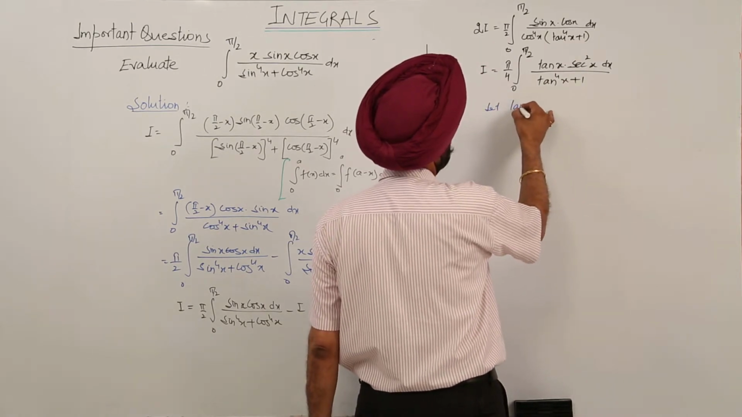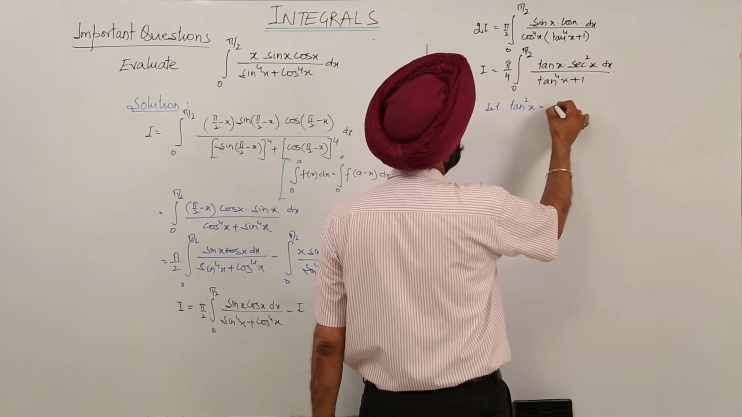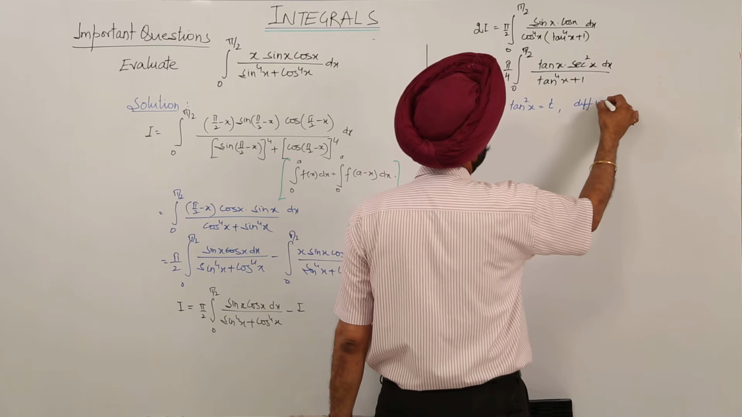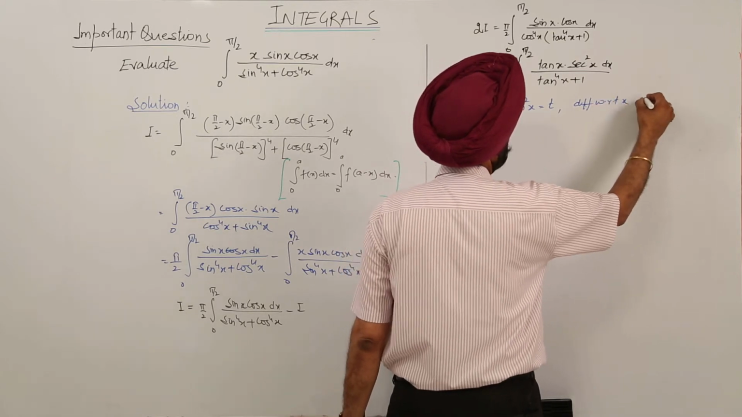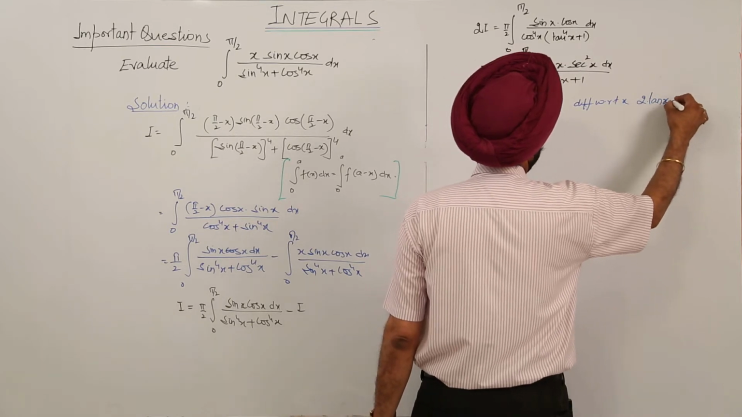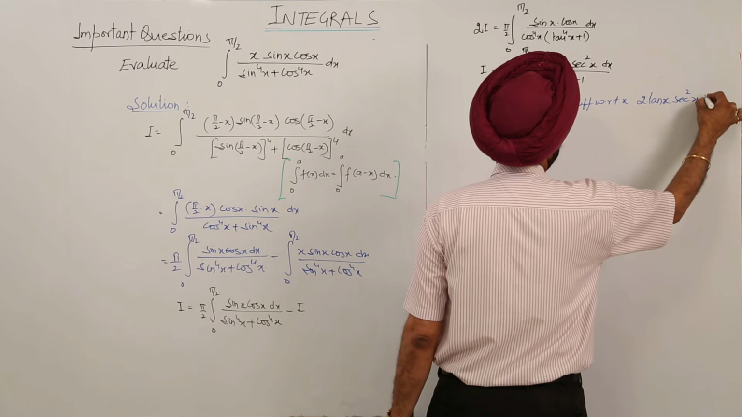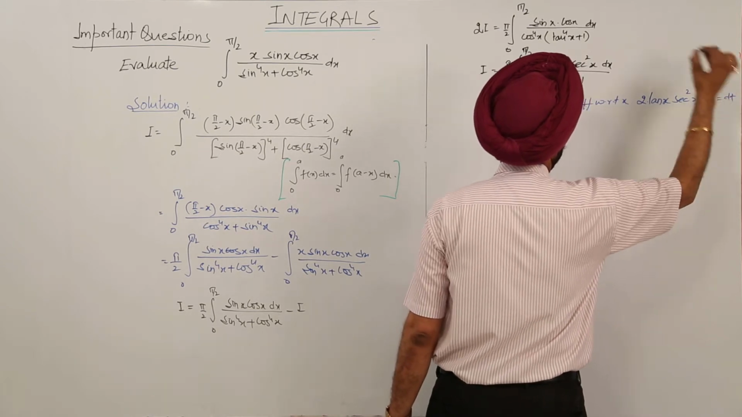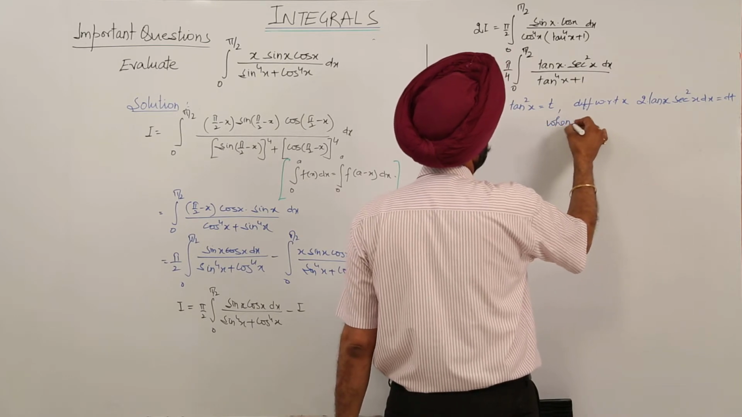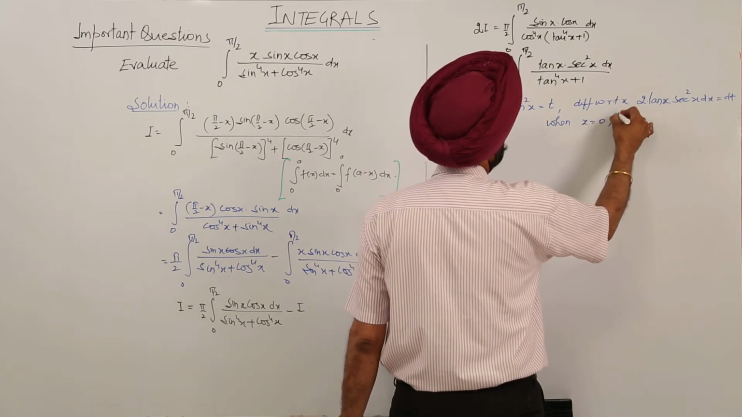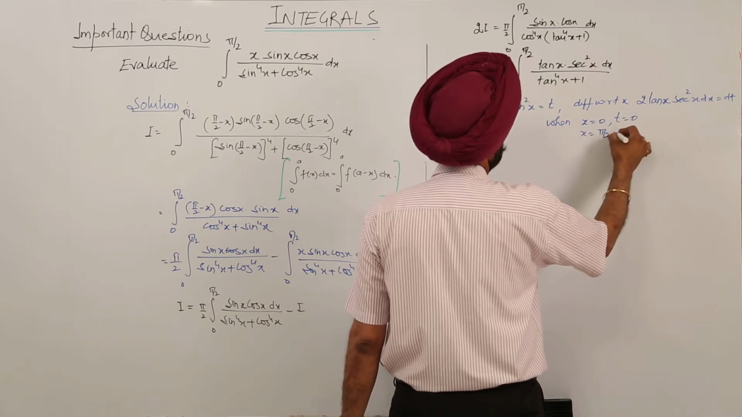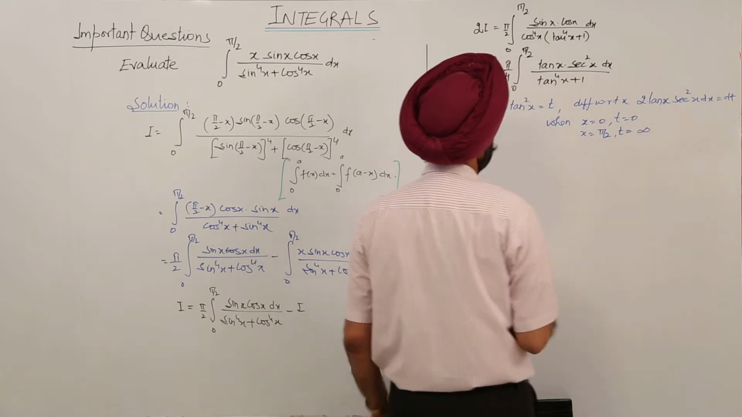Let tan square x is equal to t. Differentiating with respect to x, 2 tan x secant square x dx is equal to dt. Now when x is equal to 0, t is equal to 0, when x is equal to pi by 2, t is equal to infinity.